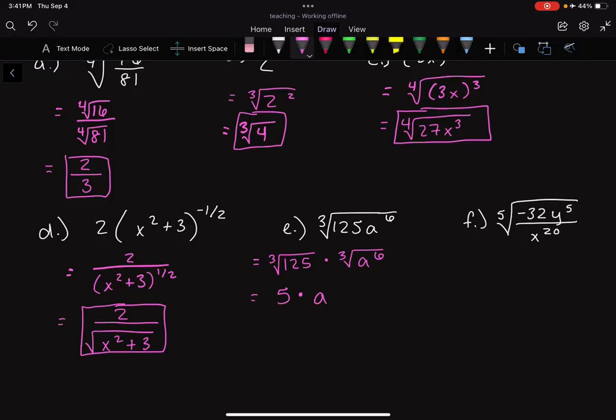Sometimes it may be beneficial to actually write it as a fraction exponent, not as a root. So in this case, as an exponent, it would be 6/3, which actually reduces really nicely and just leaves us with a squared. So sometimes it might be nice to write it as the root. Sometimes it might be nice to write it as the fraction. It just depends.